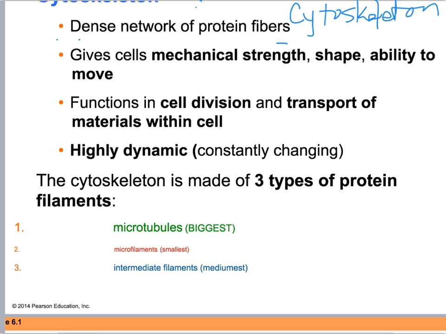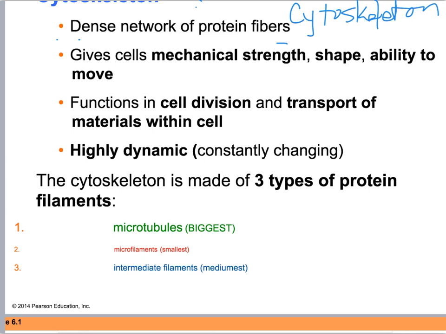So when one cell becomes two cells, it's going to play a role in that. And it's also going to function to help transport material throughout the cell. The cytoskeleton is actually very dynamic, which means it's constantly changing. You can make these fibers and break them down again. So we'll talk about that in a little bit more detail in just a minute.